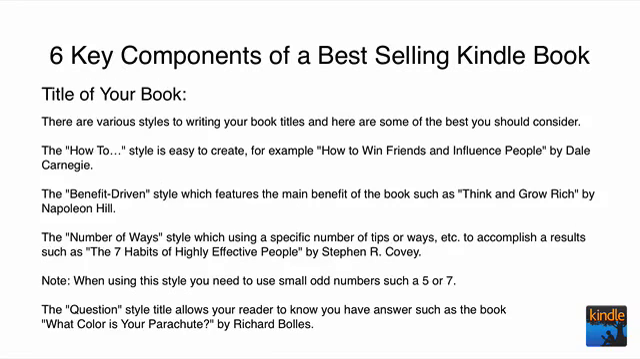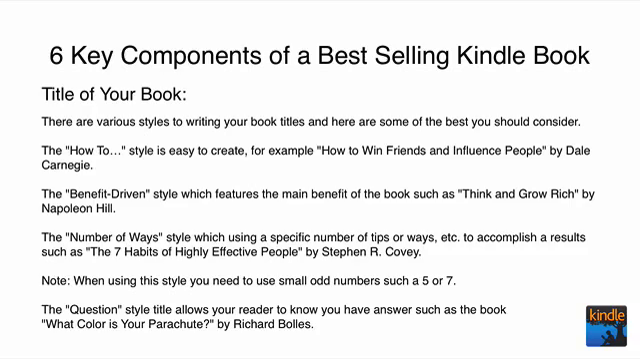There's a variety of different styles for writing book titles, and here are some of the best that you might want to consider. The first is the how-to style. It's easy to create. For example, How to Win Friends and Influence People by Dale Carnegie. We all know that one. The benefit-driven style features the main benefit of the book, such as Think and Grow Rich by Napoleon Hill. Another one is the numbers-of-ways style, which is used to create a specific number of tips or ways to accomplish results, such as The 7 Habits of Highly Effective People by Stephen R. Covey, which we've all seen. So those 3 different styles are really good.